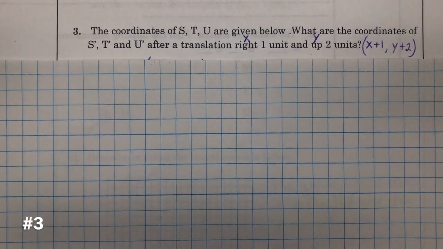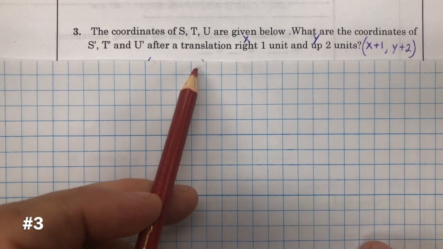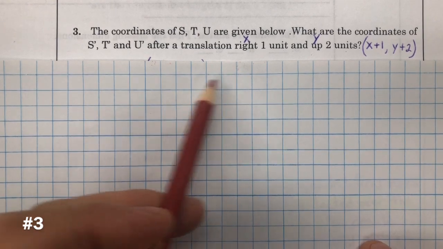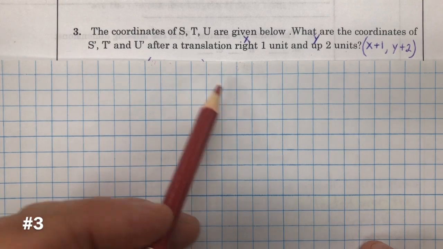For number 3, the coordinates of STU are given below. What are the coordinates of STU' after a translation? So remember, translation is like a slide. You're sliding it. You're not rotating it. You're not enlarging it or decreasing it.